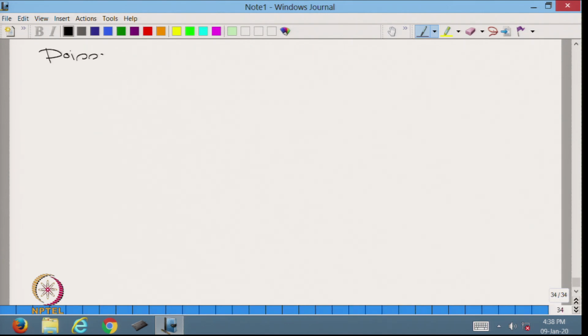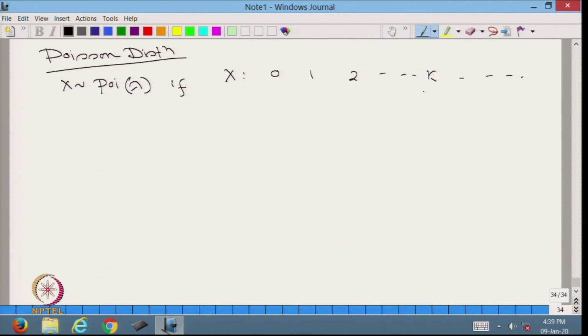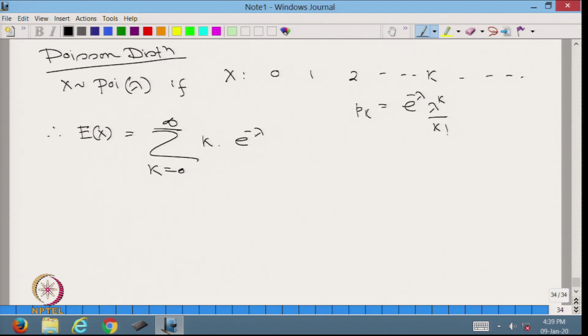Let us now consider the Poisson distribution. We know that X follows Poisson with parameter lambda if X takes the values 0, 1, 2, ..., k, up to infinity, with probability P(X = k) equal to e^(−lambda) lambda^k upon k factorial. Therefore, the expected value of X is equal to the sum over k = 0 to infinity of k times e^(−lambda) lambda^k upon k factorial, which is equal to the sum over k of lambda e^(−lambda) lambda^(k−1) upon (k−1) factorial.